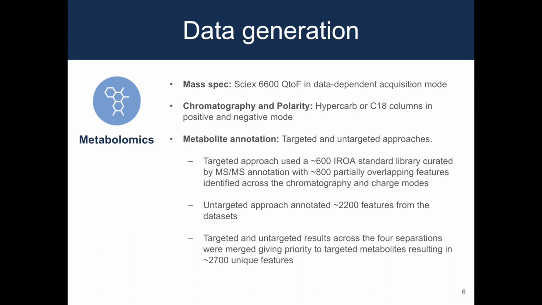For metabolite annotation, we used 2 different approaches, both targeted and untargeted. For the targeted approach, we used a 600 IROA standard library curated by MSMS annotation. For the untargeted approach, we annotated 2200 features from the dataset. Targeted and untargeted results across the 4 separations were then merged, giving priority to targeted metabolites, resulting in 2700 unique features.